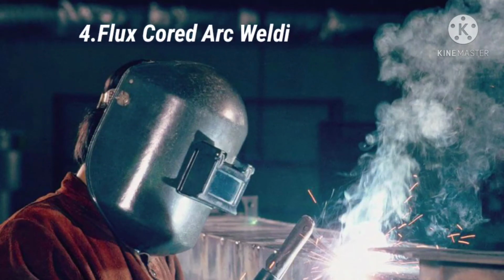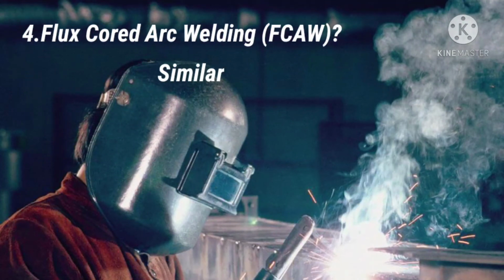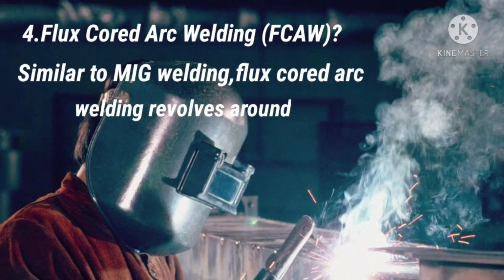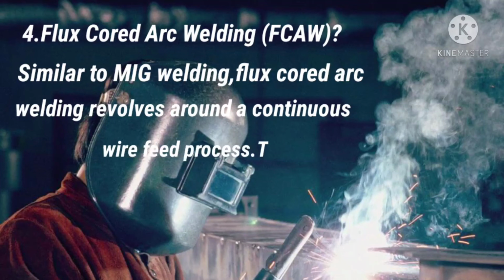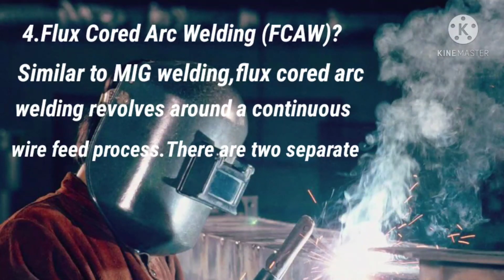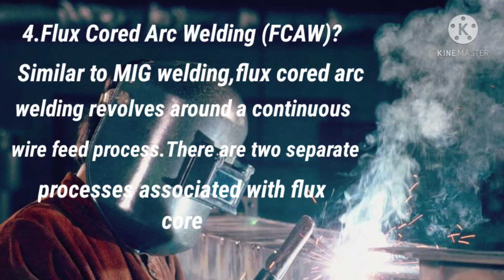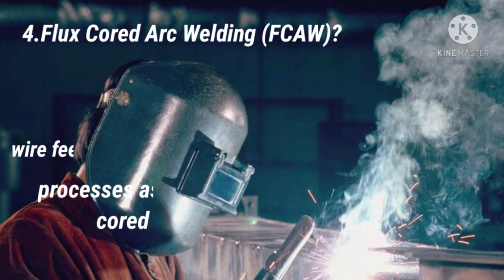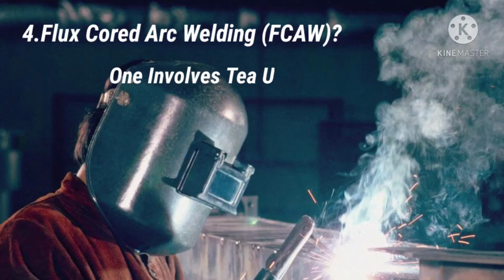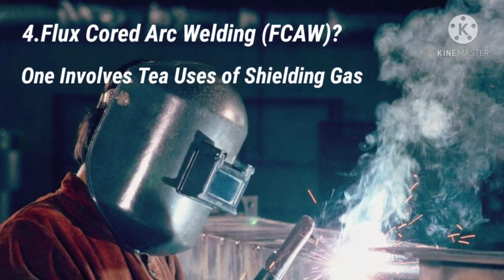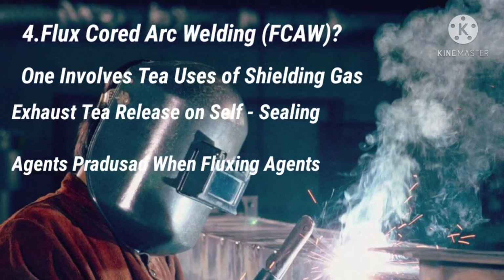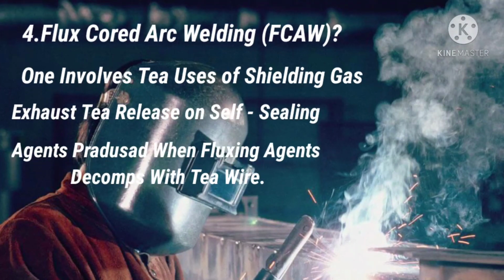Flux cord arc welding, FCAW. Similar to MIG welding, flux cord arc welding revolves around a continuous wire feed process. There are two separate processes associated with flux cord arc welding. One involves the use of shielding gas, while the other relies on self-shielding agents produced when fluxing agents decompose within the wire.